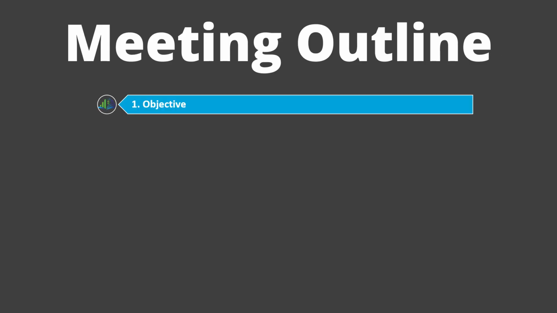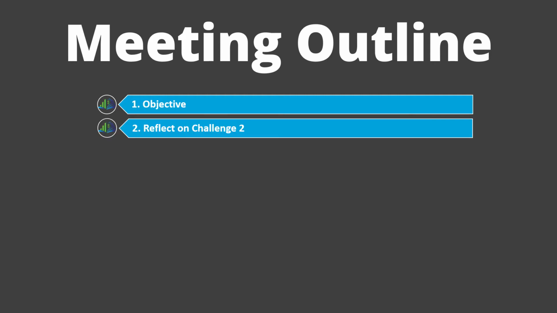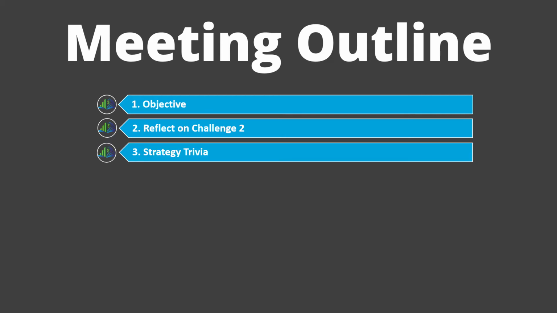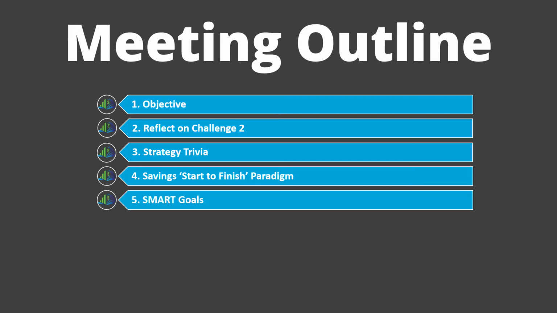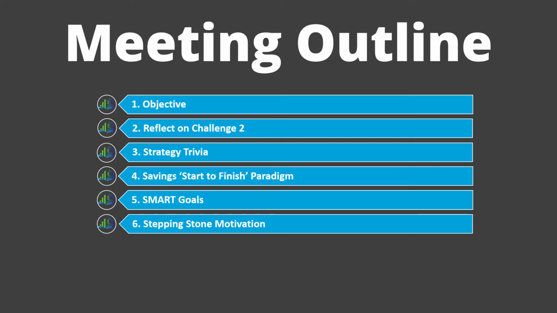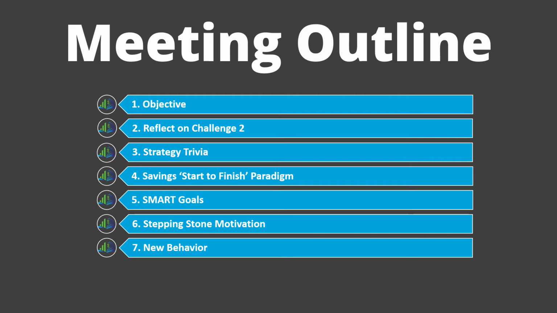So what we're going to cover in this third session today, I'll give you our objective for the meeting. We'll go back and reflect on challenge 2 and what you got out of that, and hopefully give you a little bit of time to digest. Then I'm going to give you some kind of like popcorn trivia on strategy in terms of effective strategy for saving money. And then I'll give you what I call the savings start to finish paradigm to give you an overview of how it's going to look like for you. Then we'll talk about SMART goals. Then we'll move into stepping stone motivation, and then finish things up thinking about new behavior, and then talk about results.